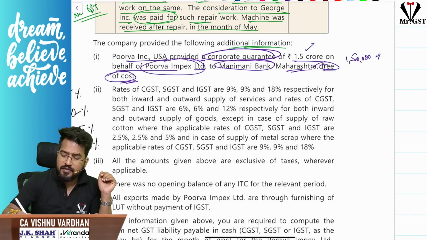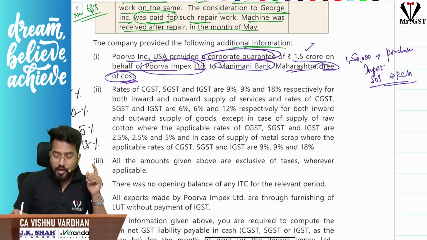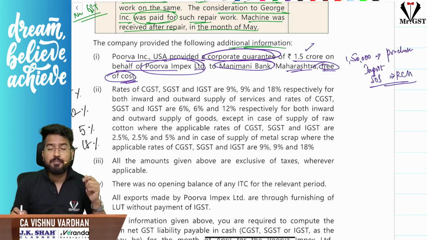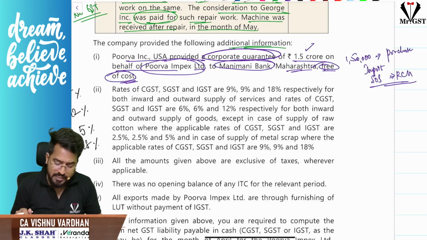And this is purchase, importation of service. Correct? Importation of service. So can I say this is RCM transaction? Okay. On this, GST should be paid by Purva Impex Limited of India. Hope you are clear with this. So additional information, we got one additional purchase.